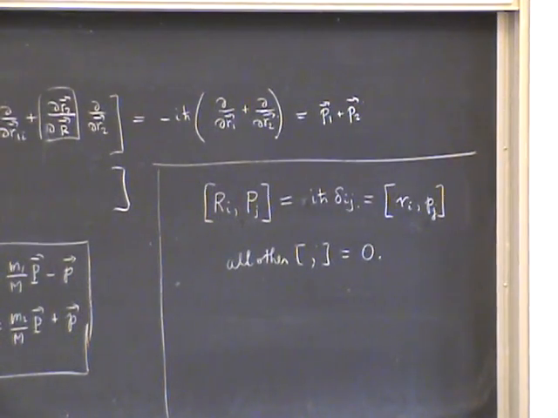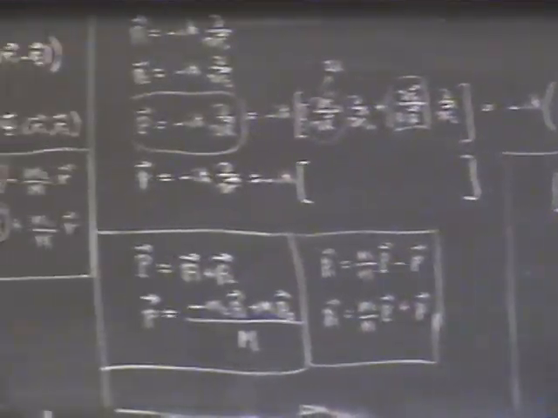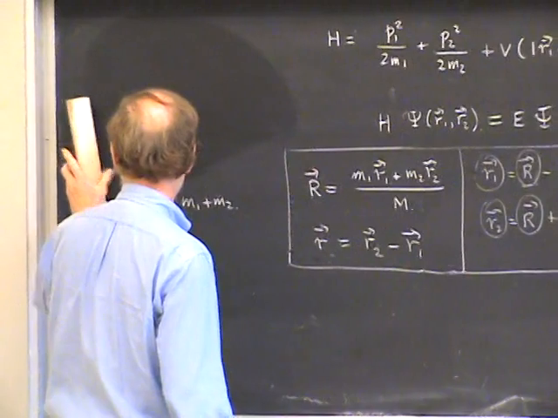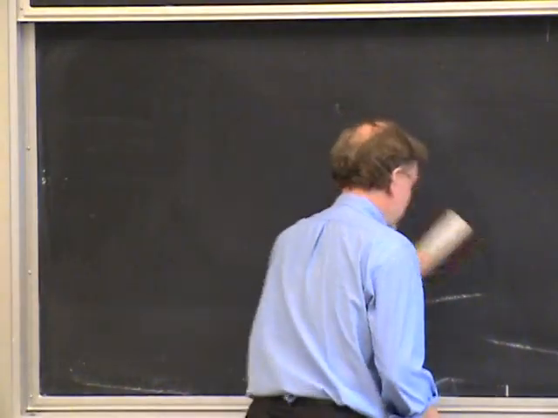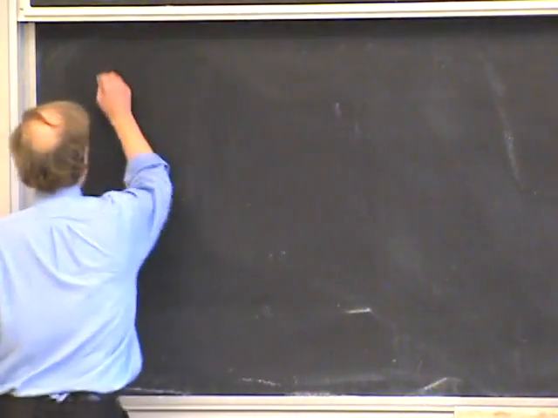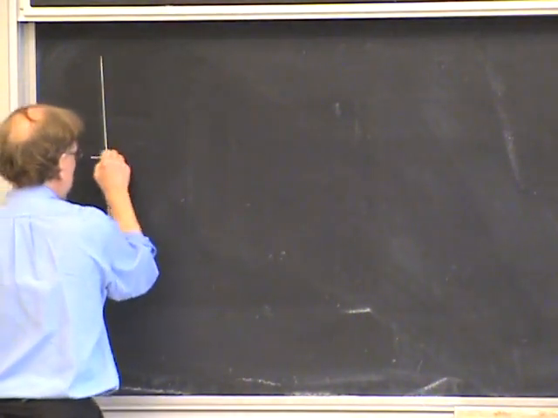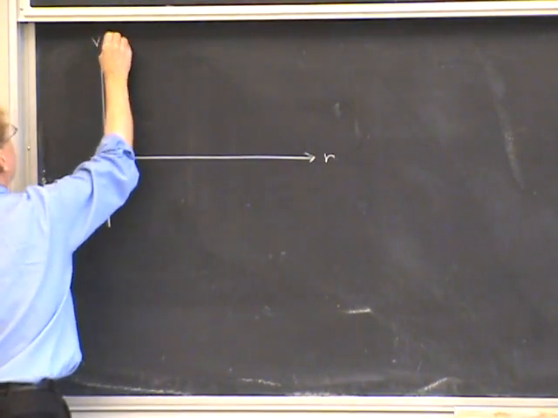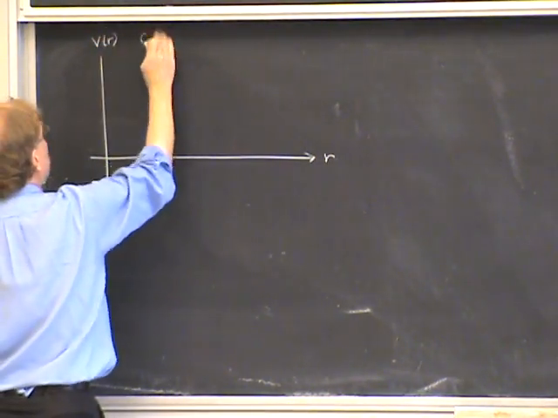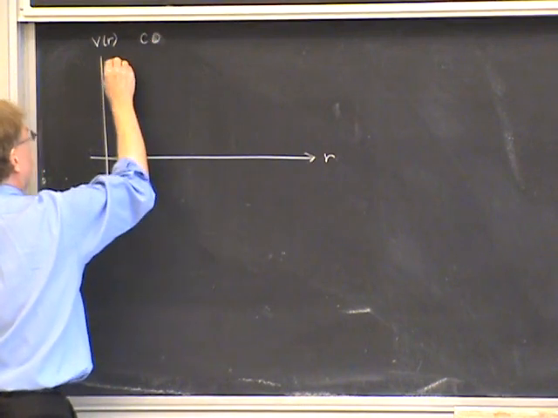Now, we're going to treat the carbon-oxygen molecule as a central force problem, where the two atoms interact by means of a central force potential. Let me tell you something about the potential between the two. I'll start by drawing a picture of it. If we draw the potential as a function of radius r, here's V of r, this is the carbon-oxygen potential. It has a general structure like this.